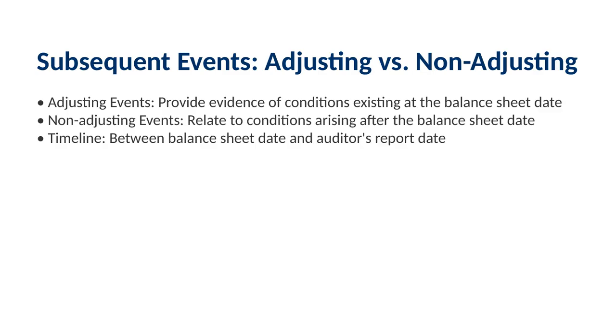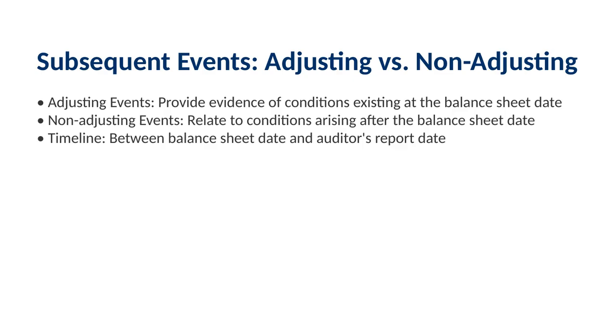Now, let's talk about a critical area: subsequent events. These are transactions or events that happen between the balance sheet date and the date of the auditor's report. There are two types you need to distinguish. The first type are adjusting events. These provide additional evidence about conditions that already existed at the balance sheet date. These must be adjusted in the financial statements.